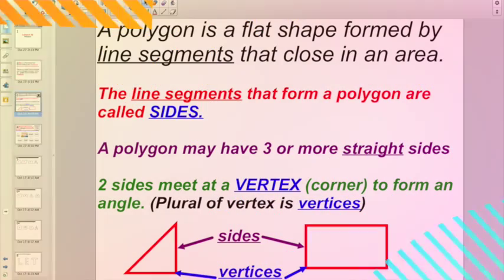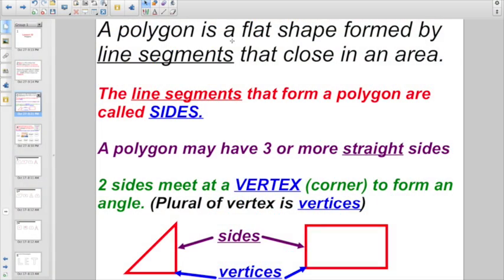Let's see what else we know about polygons. A polygon is a flat shape formed by line segments. To be a polygon, it has to be made up of line segments that close in an area. A few more things to know. The line segments that form a polygon are called sides. And a polygon can have three or more straight sides. Two sides meet at a vertex, which is a fancy word that means the corner, to form an angle.